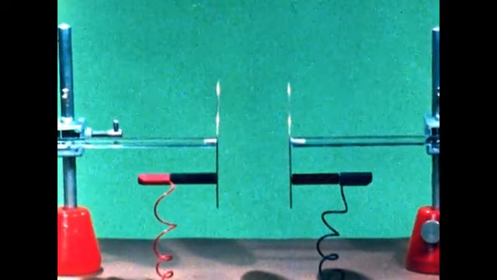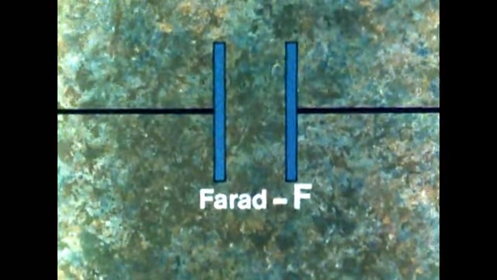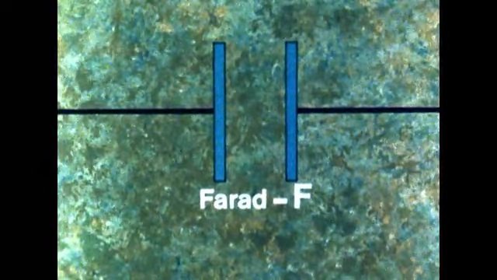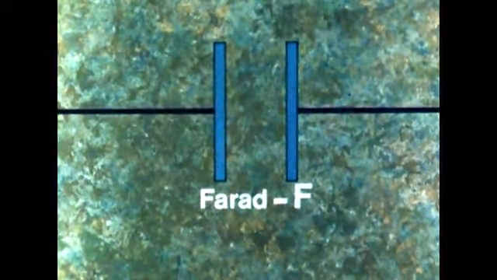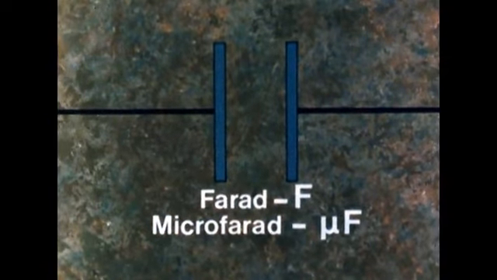When drawing circuit diagrams, the symbol used for a capacitor is this. And capacitance is measured with a unit called the farad, capital F. But a capacitance of 1 farad is enormous. We are much more likely to come across millionths of a farad, which of course are called microfarads, written like this.